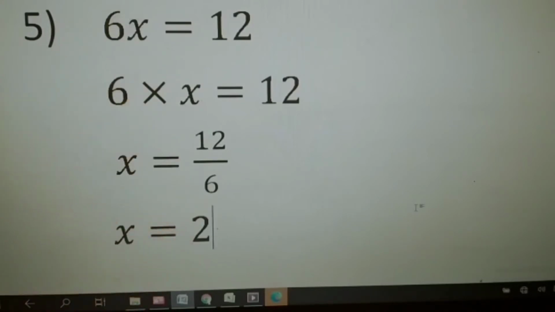Once more, our question is 6x is equal to 12. Here 6x means 6 into x. 6 into x is equal to 12. On the left side of the equal sign, a multiplication sign is there. So it will become division on the right side. That is x is equal to 12 divided by 6. Then x is equal to 12 by 6 is equal to 2. So the value of x is 2.